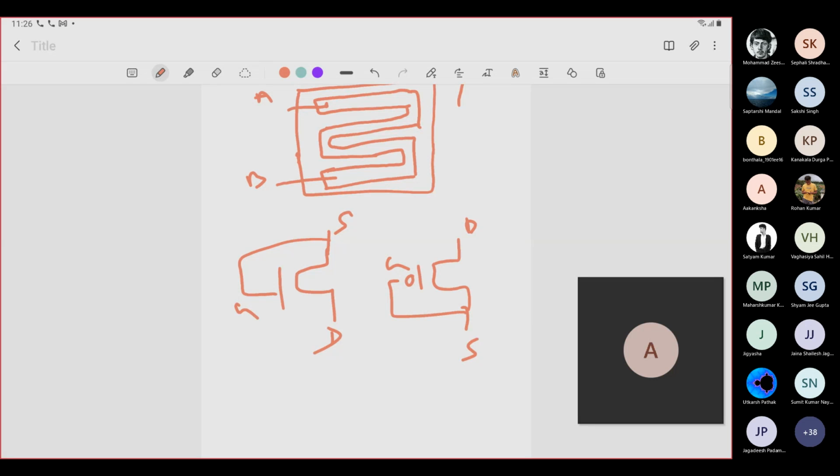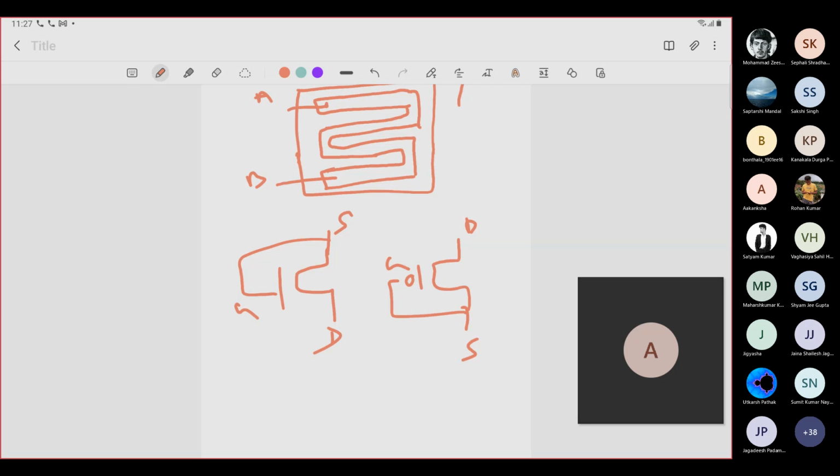In this case, if you go to the MOSFET characteristics, when gate and drain are connected, it will operate in the saturation region.